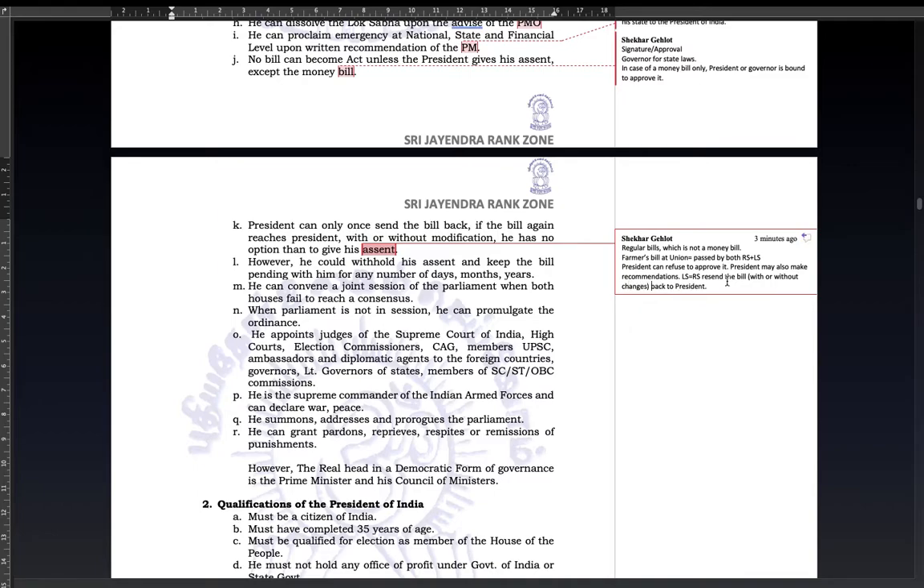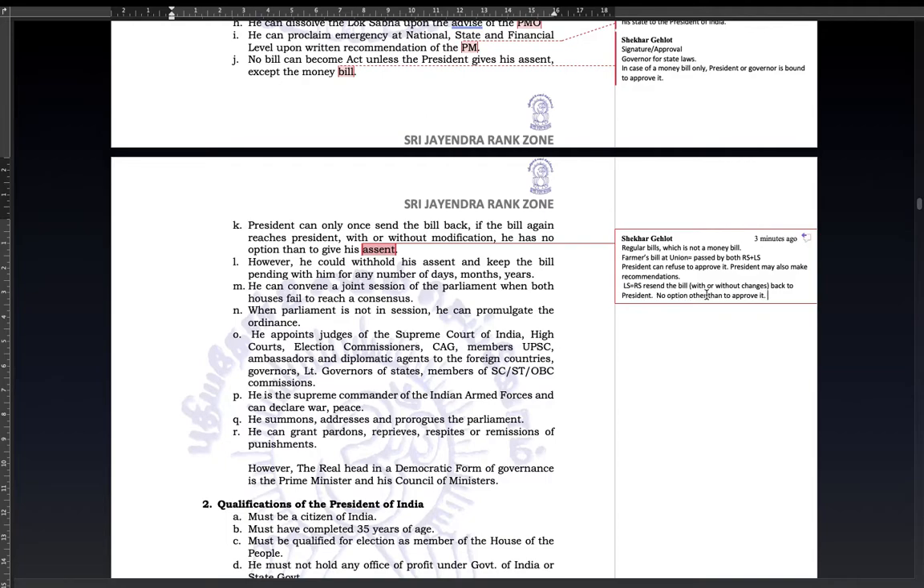Okay, so here we discussed that while refusing to approve or sending the bill back to the houses of the parliament, the president may also make some recommendations. But if Lok Sabha or Rajya Sabha resend the bill with or without modification, they may accept the modifications suggested by the President of India, or they may not. They may go with the original bill. They may again pass the original bill and send it back to the President. Then the President has no option other than to approve it.